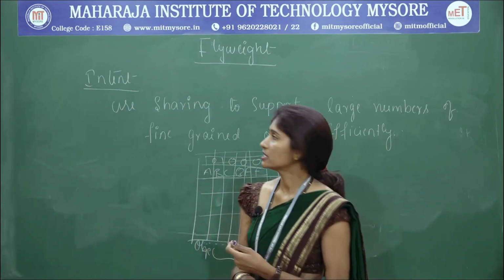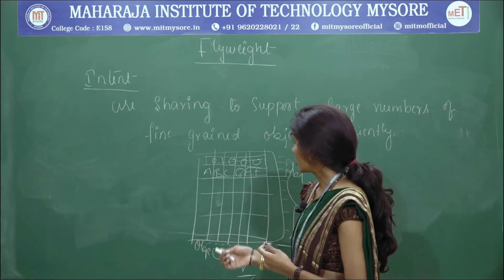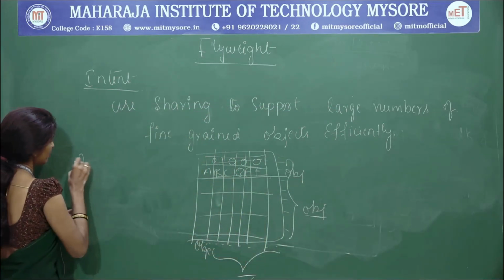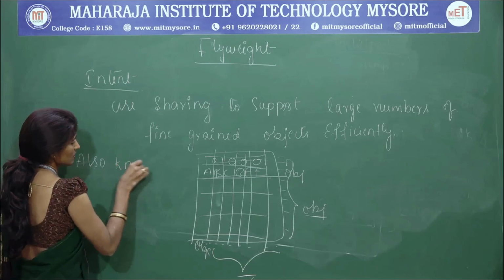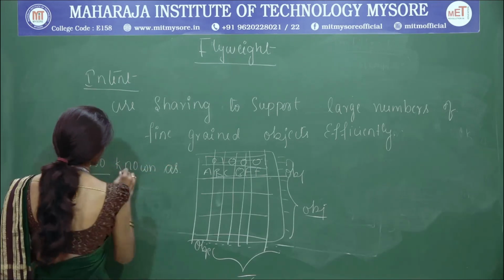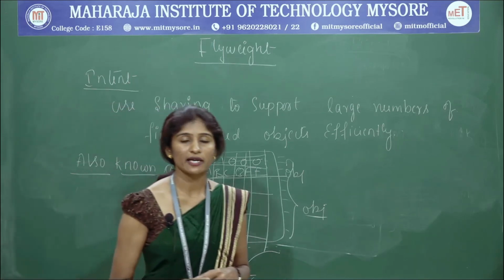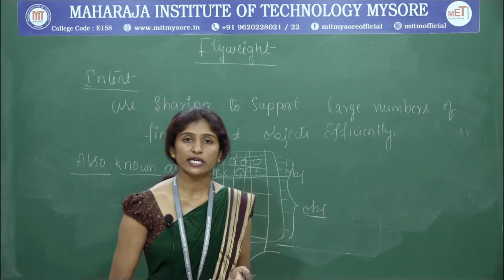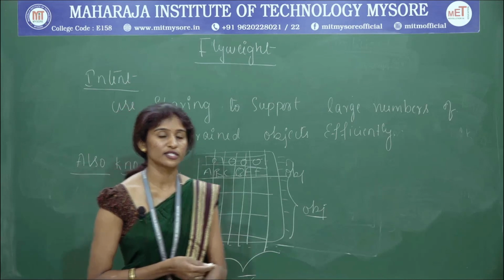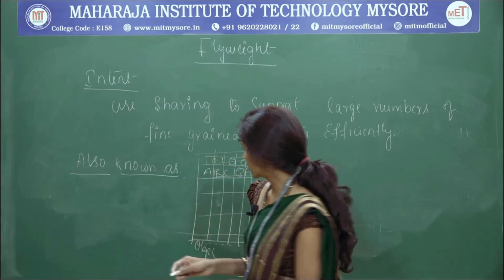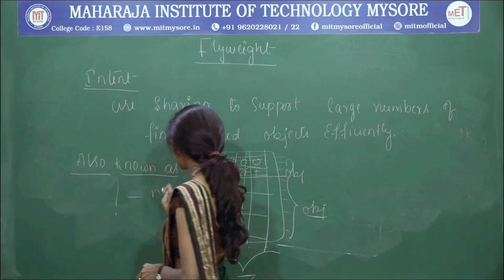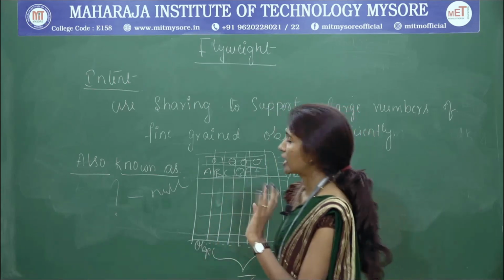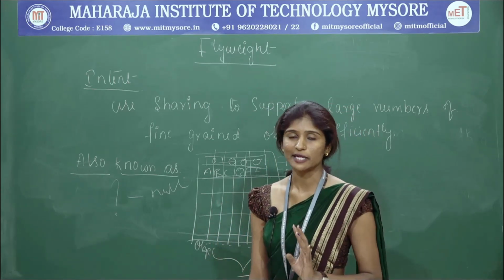The complete concept I will explain in the motivation section. Next we will see the also-known-as name, if you have any other name for this one. For this flyweight design pattern, there is no other name, only one name, flyweight. It does not contain any other name, so you can put a dash or write null. There is no other name for this design pattern.